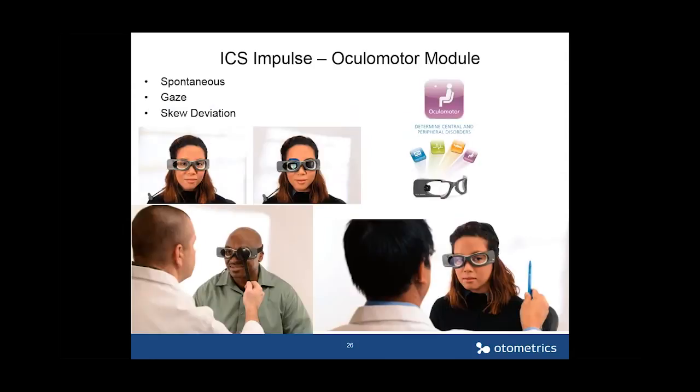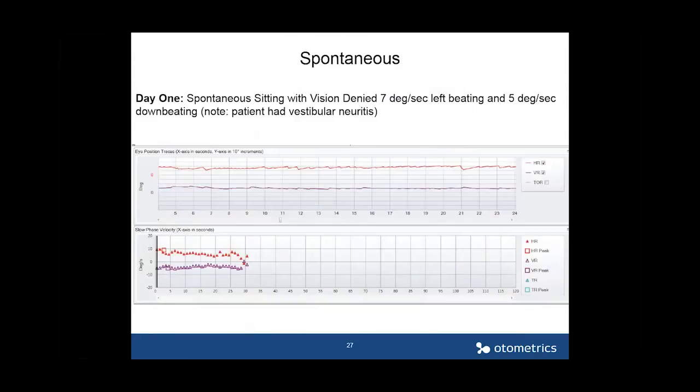So now let's talk about how to monitor changes with these patients. This is the oculomotor module that's provided, or that can be purchased, with the ICS Impulse. The three things we're going to talk about are spontaneous, gaze, and skew deviation. This is an example of a patient who actually had vestibular neuritis. This comes from one of our colleagues in Spain.